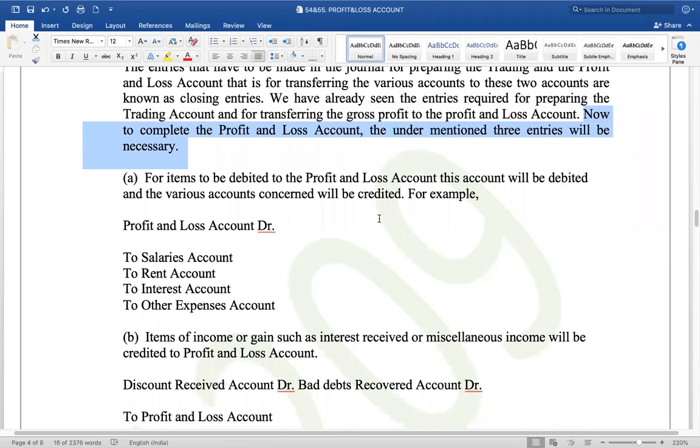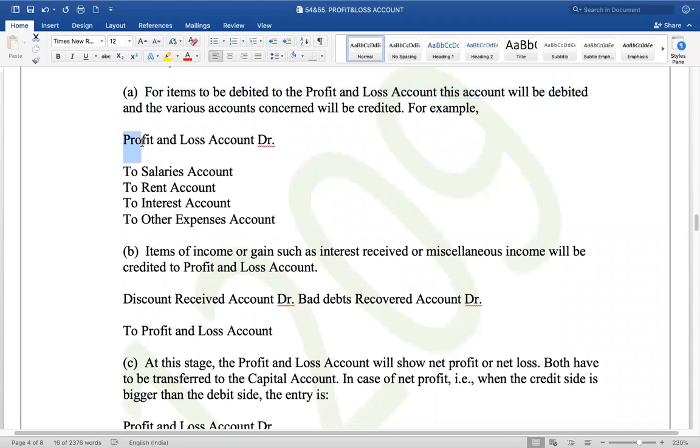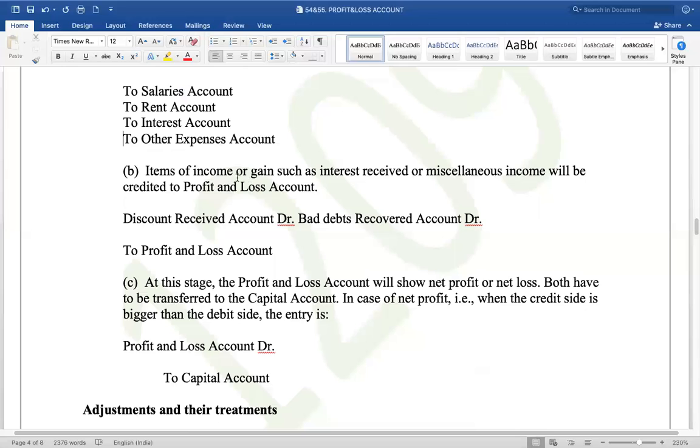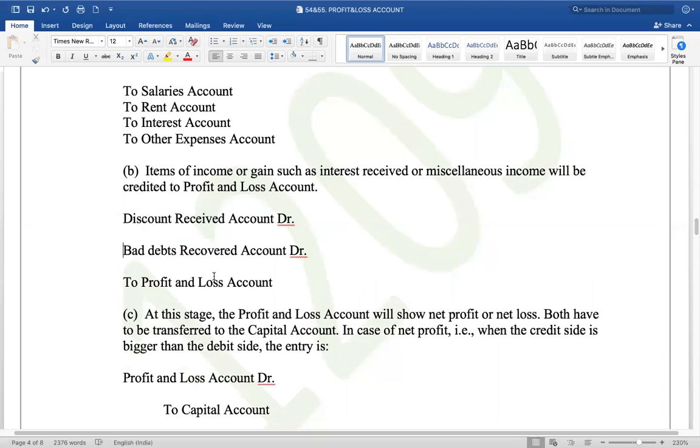Now, to complete the profit and loss account, the mentioned three entries will be necessary. What are they? A, items to be debited to the profit and loss account will be debited, and various accounts concerned will be credited. Example, profit and loss account debit to salaries, to rent, to interest, to other expenses. B, items of income or gain such as interest, miscellaneous incomes will be credited to profit and loss account, like discount received, bad debts recovered. They are all credited to profit and loss account.